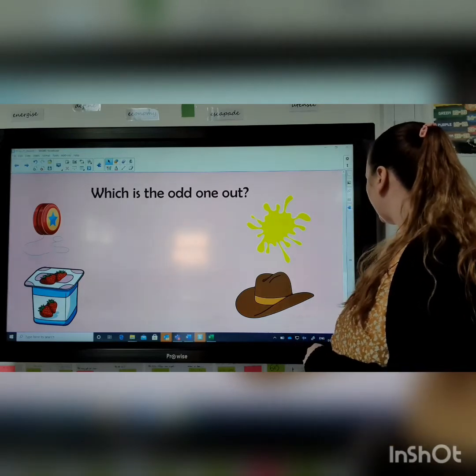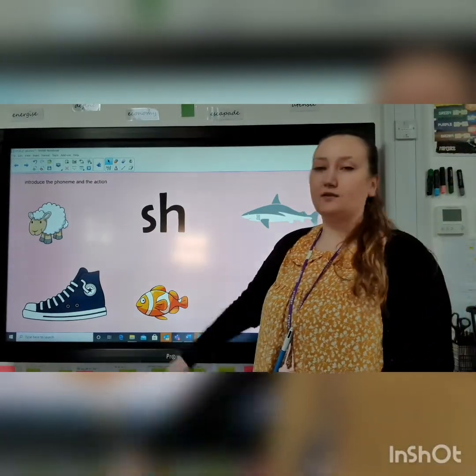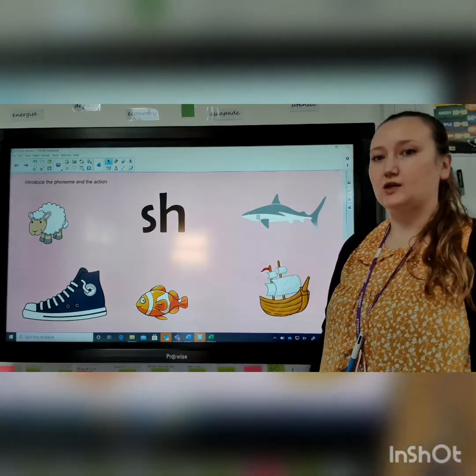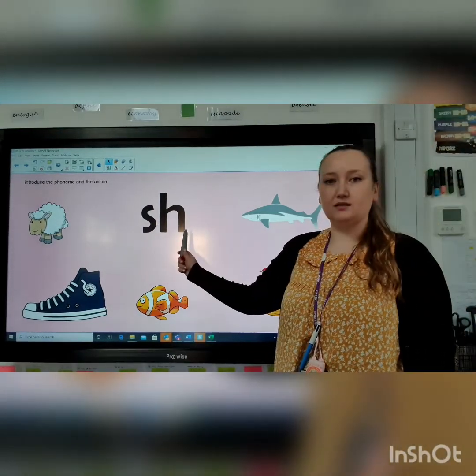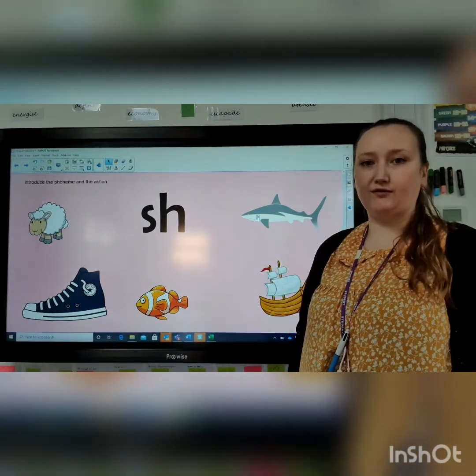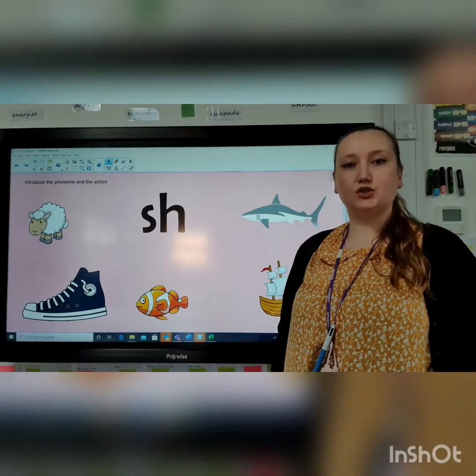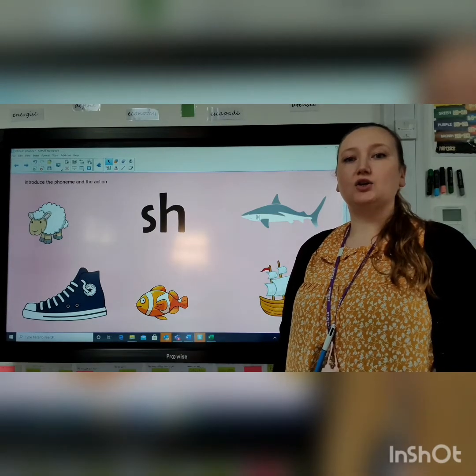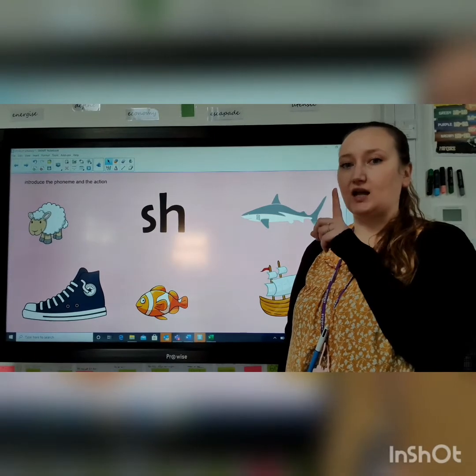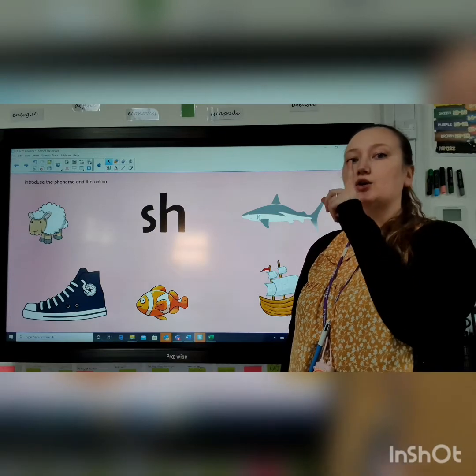So, we're going to learn a new phoneme today. So you might have seen these graphemes before, but when they are together like this, they make a new phoneme. And so remember, if we have 2 letters that make one sound, it's called a digraph, okay? So this is a new digraph phoneme that we are learning today. And it makes the sound shh. Okay, say it with me. Shh. You've probably heard this sound before. Shh. So this is the action that goes with the phoneme shh. Okay, practice with me. Shh.